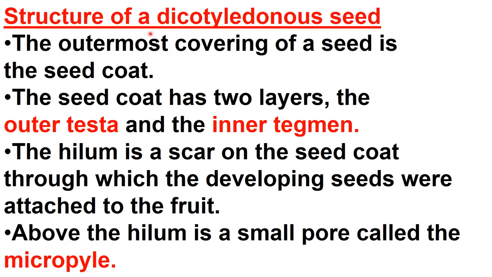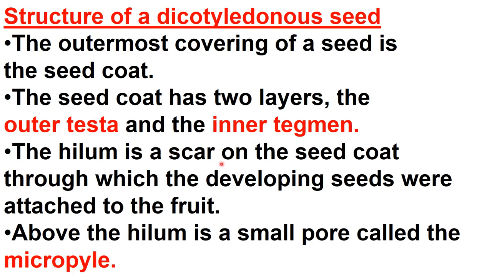Okay, the outermost covering of a seed is the seed coat. So the outermost covering is the seed coat, and inside the seed coat the embryo is present, right? So in the dicotyledonous seed also, the seed coat is present on the outer side, and the seed coat has two layers: the outer testa and the inner tegmen. So the seed coat is further divided into two layers. On the outer side it is called testa, and on the inner side it is called tegmen.